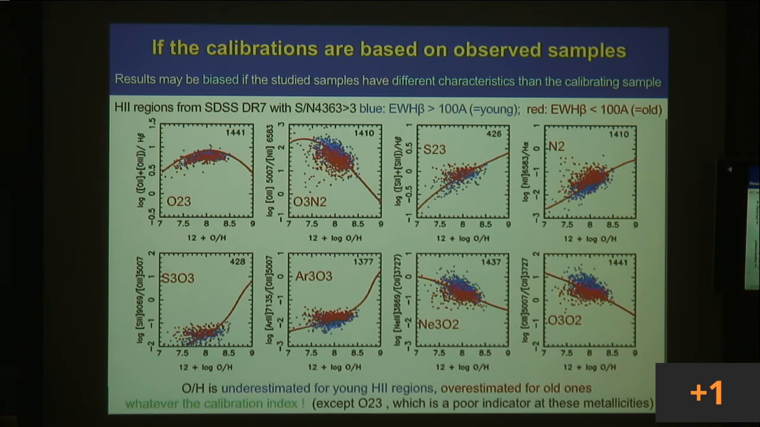And you can see that in all cases, if you have young H2 regions, the strong line methods underestimate the true abundance. Yes, all the points are to the right of this curve. Here also, here they are above, and all of them, if you use the red line, underestimate the true abundance. And the opposite is true for the red objects. So you have a systematic bias just because you consider 2 samples which have different characteristics, and you cannot use such a simple way to determine the abundance.